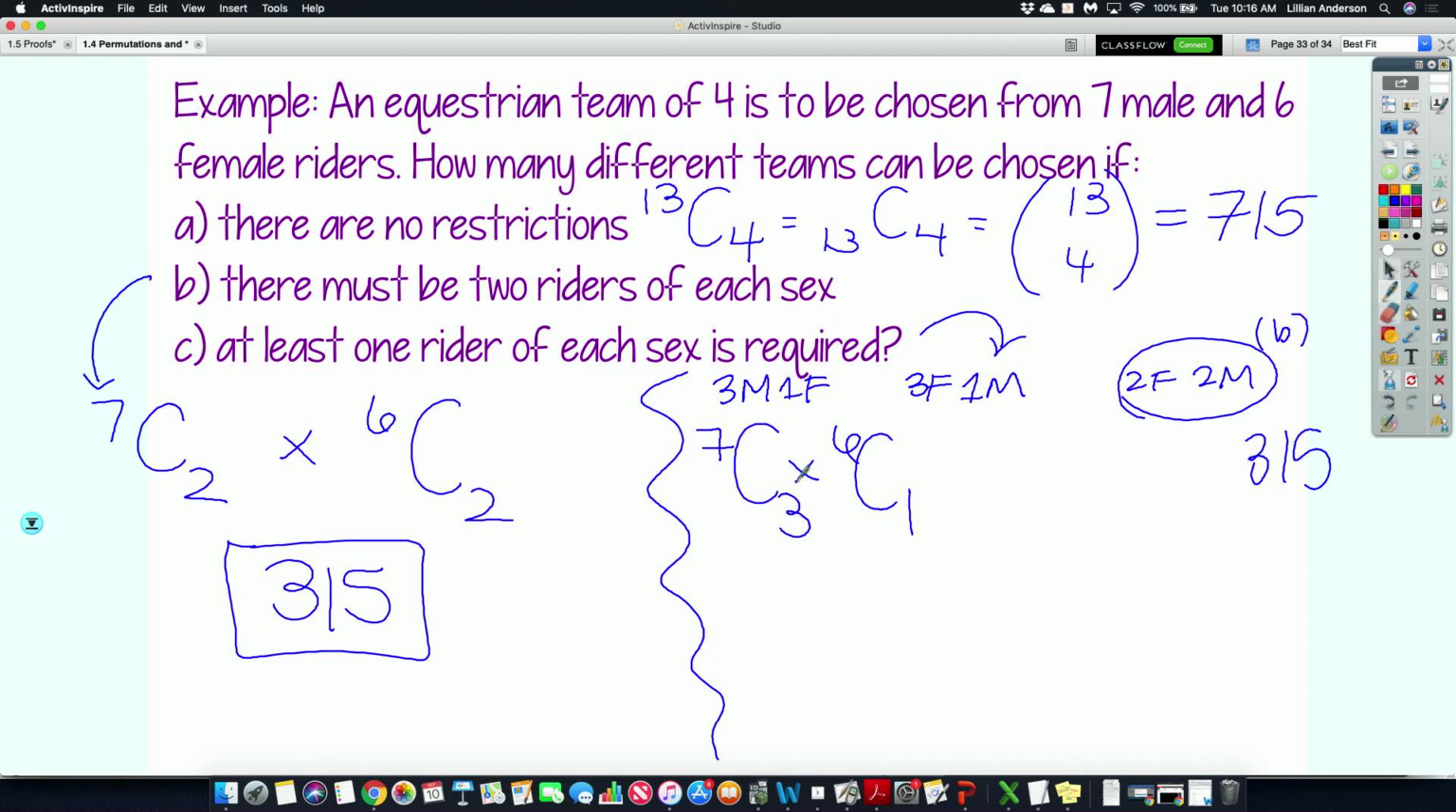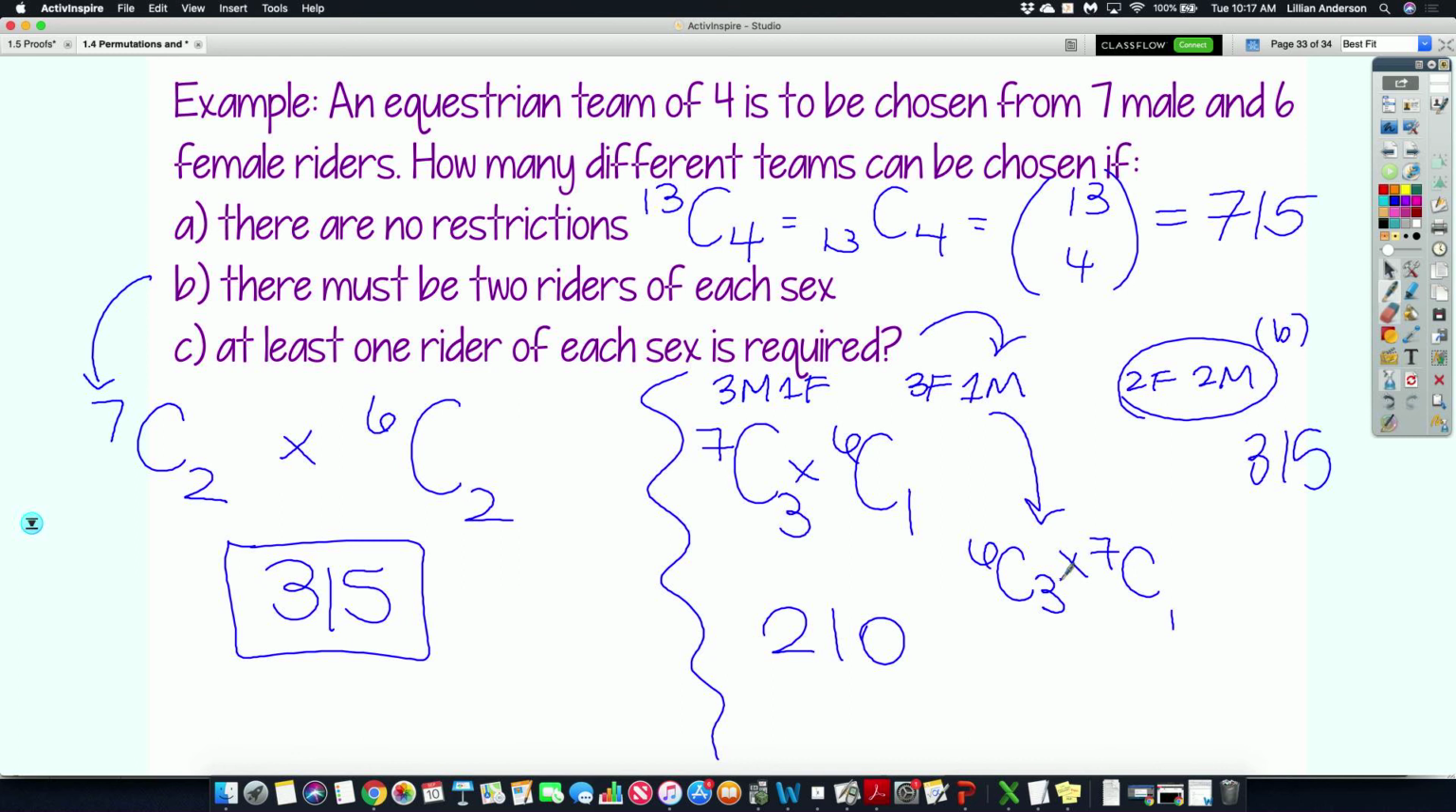So we have to start with how many we have overall. Okay, so there's 210 ways I can choose 3 males and 1 female. Unfortunately, that's not going to be the same for 3 females and 1 male because my numbers aren't equal. So for my 3 females, that's going to be 6 choose 3 and 7 choose 1. And what am I going to do to those 2? Multiply them.